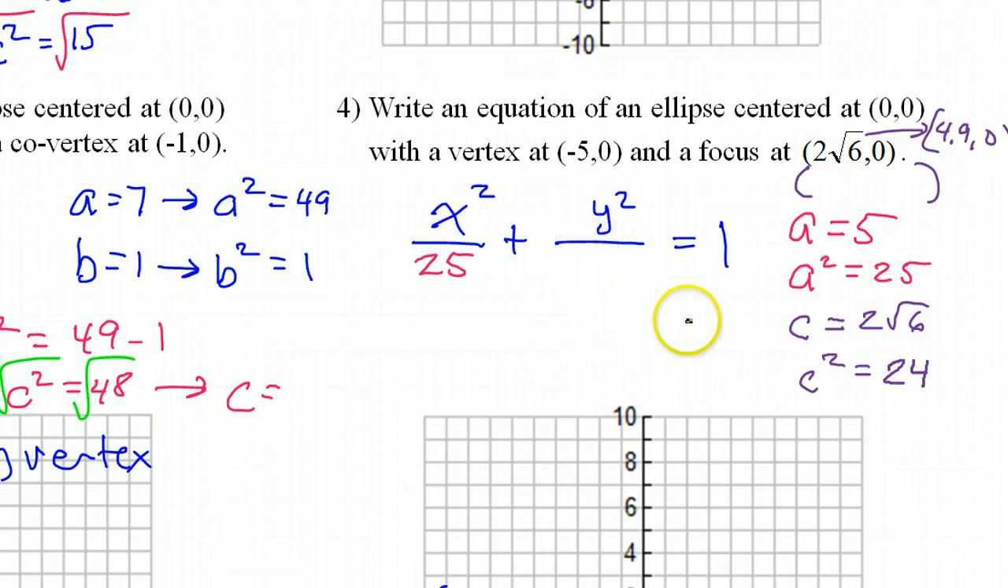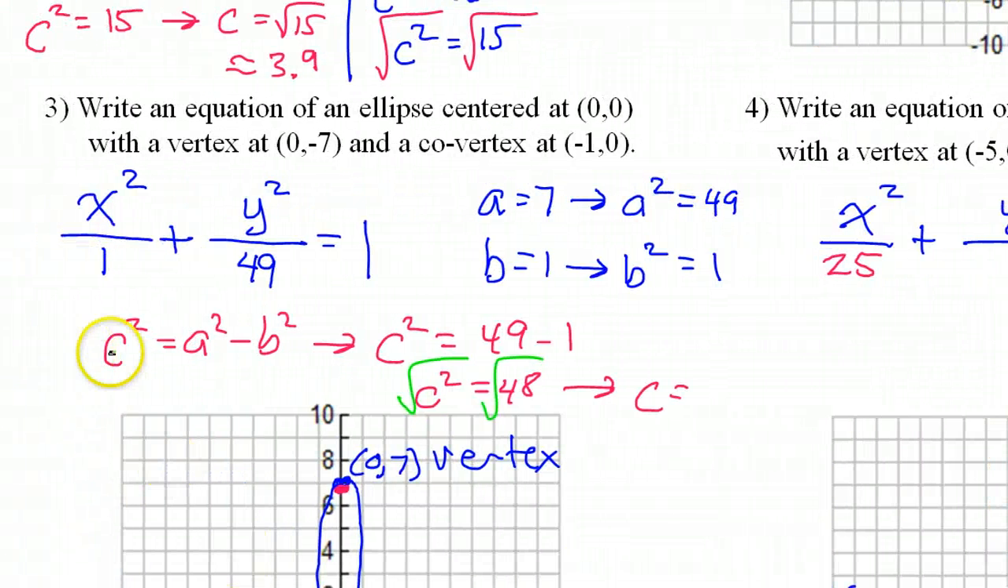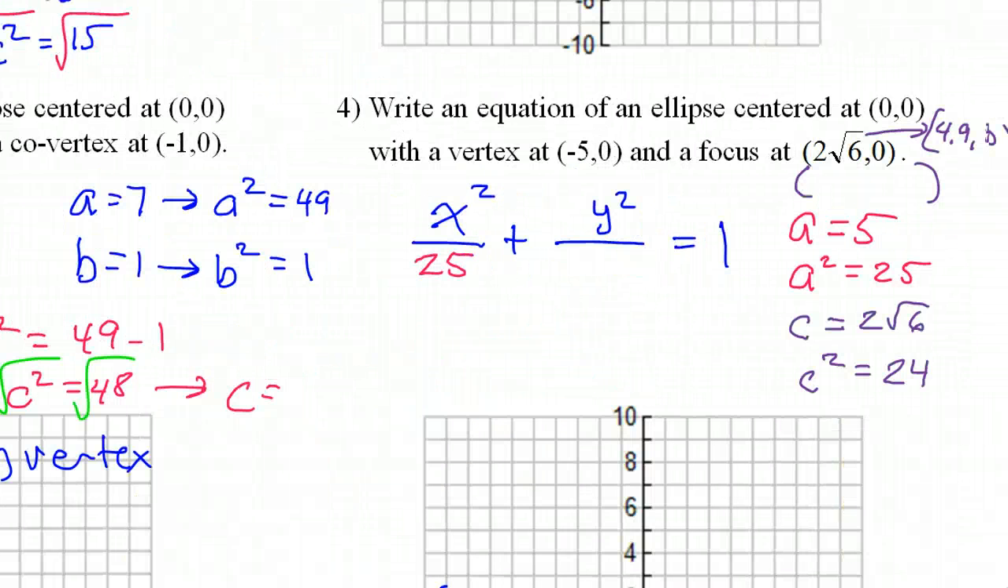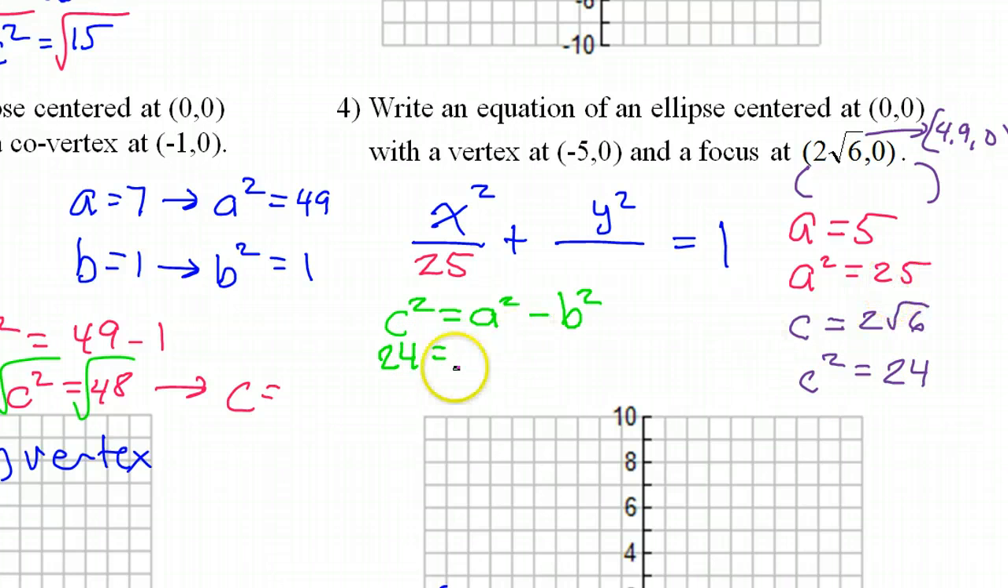Am I going to put that there? No, because it's got to be b squared. So how will I find b squared? Well, we will use this relationship again. c squared is equal to a squared minus b squared. Okay, so here we go. c squared is 24. So 24 is equal to, and a squared is 25. And I need to know what b squared is. So that's what I'm solving for.